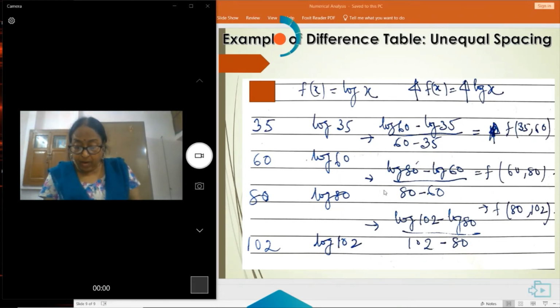Secondly, log 80 minus log 60 divided by 80 minus 60, and so on. For the third column, that is delta squared f(x), we write it as (f[60,80] minus f[35,60]) divided by (80 minus 35). Next, (f[80,102] minus f[60,80]) divided by (102 minus 60), and so on.